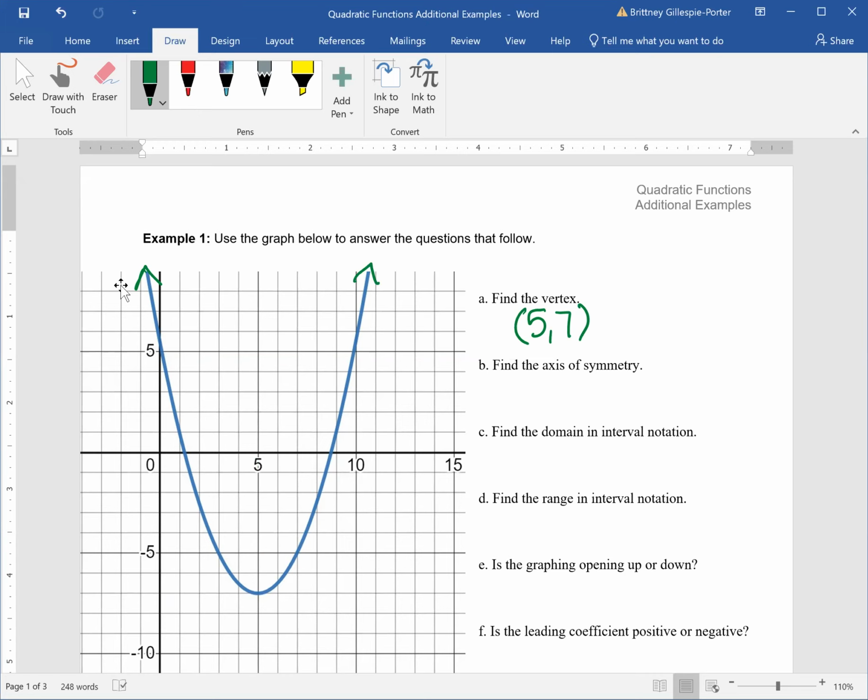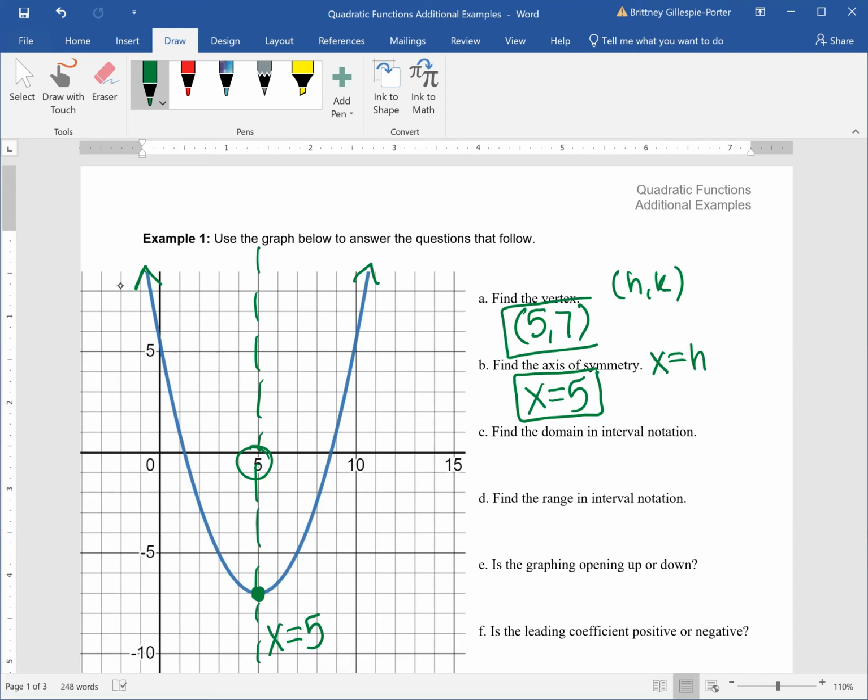The axis of symmetry is in the form x equal to h. Remember, h is the x-coordinate of our vertex. Our axis of symmetry is a line that goes through our vertex. It's a dashed line. And the x value was 5, so our axis of symmetry is our dashed line, x equal to 5.